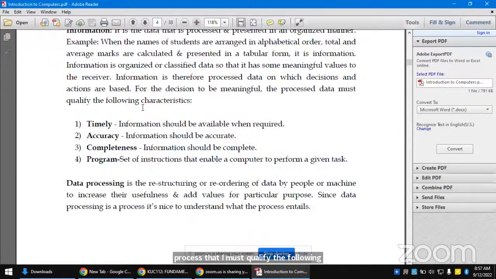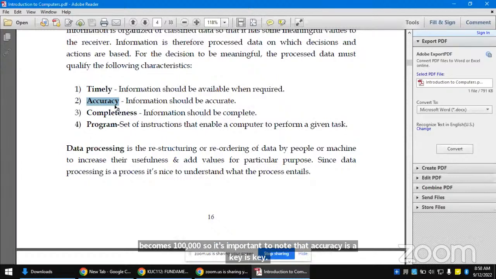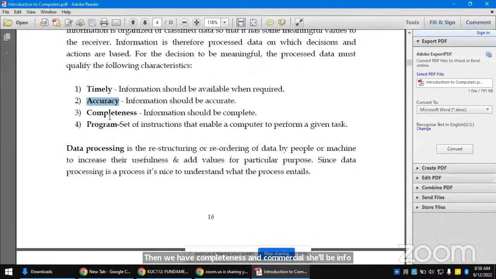The information must be timely. Information should be available when required. There is need for accuracy. Information should be accurate, because if you're working in the bank, a zero could mean 10 million or could mean 100 million. If you just add a zero to 10,000, that becomes 100,000. So it's important to note that accuracy is key. Then we have completeness. Information should be complete. Then program.